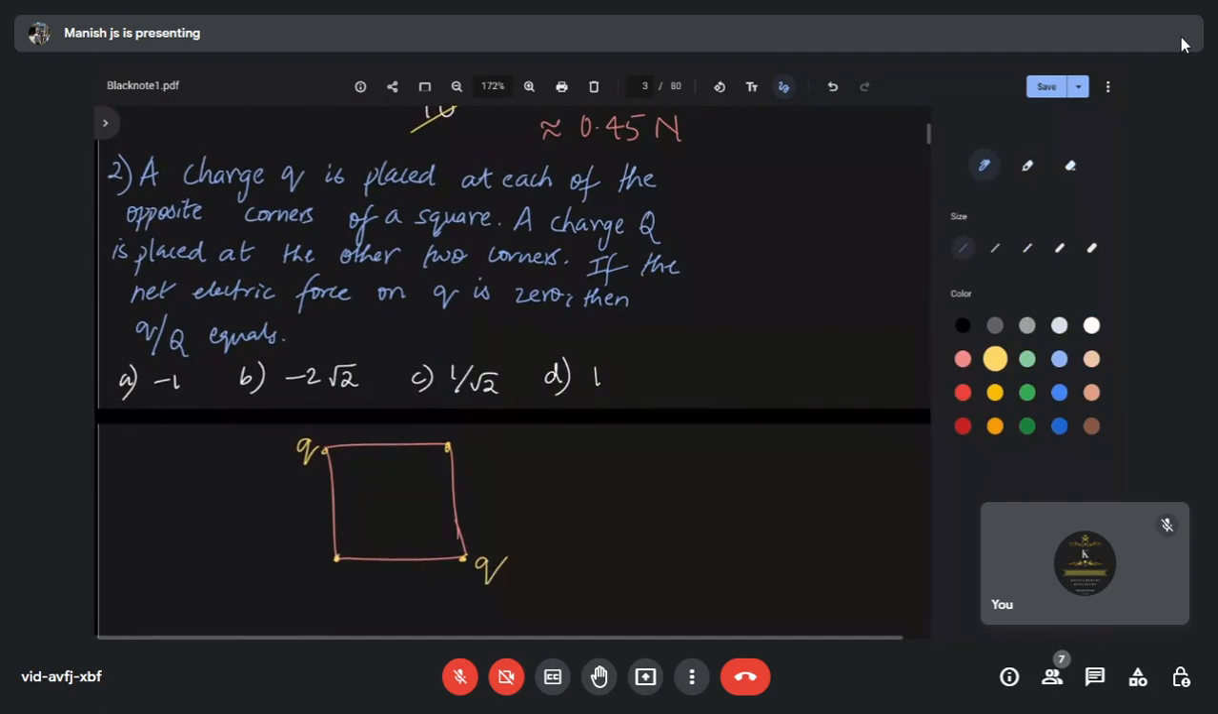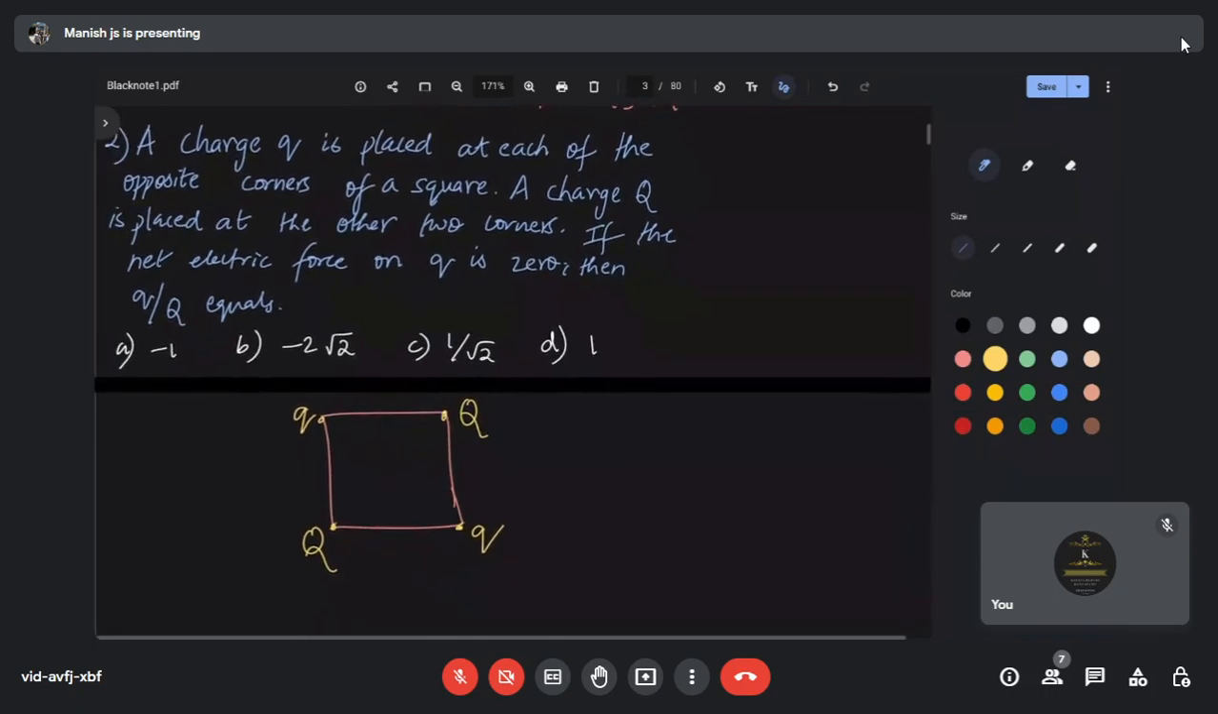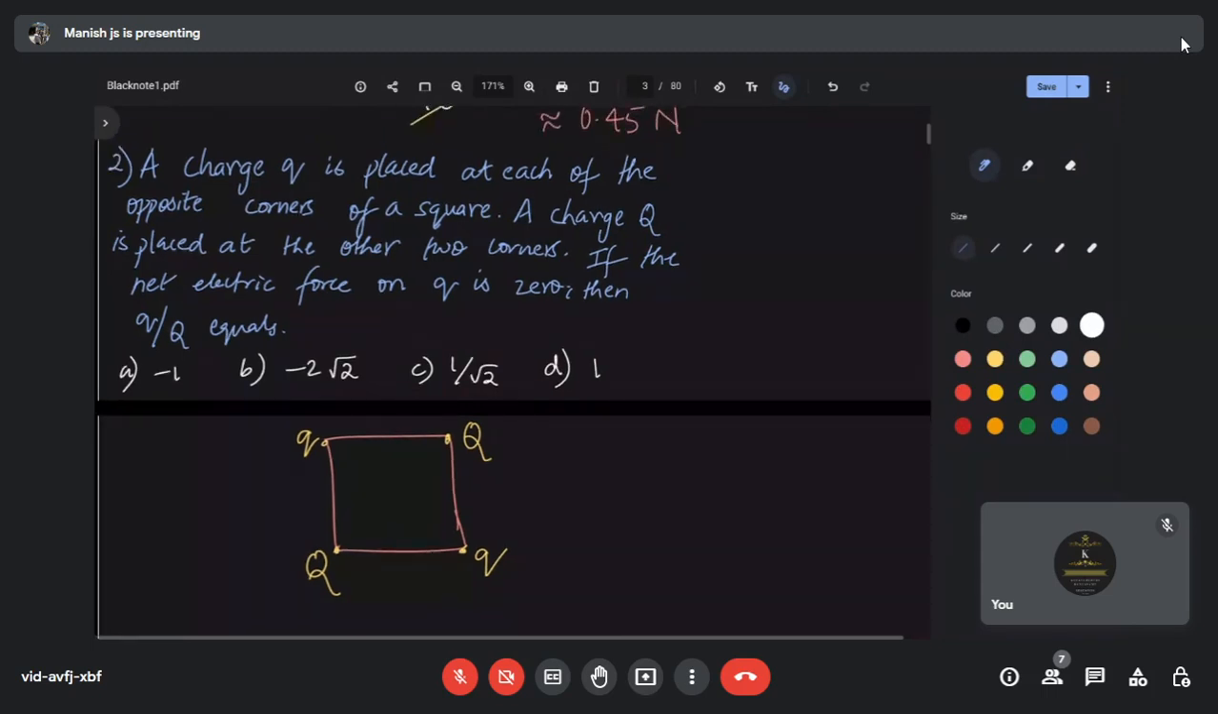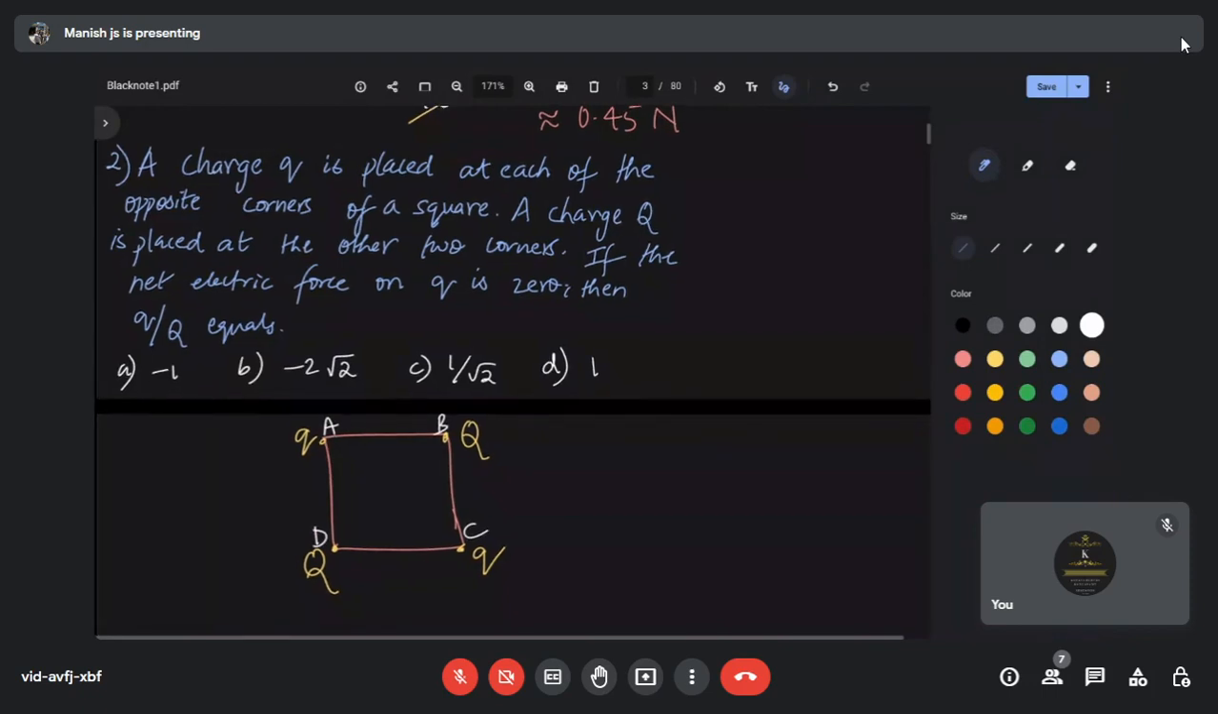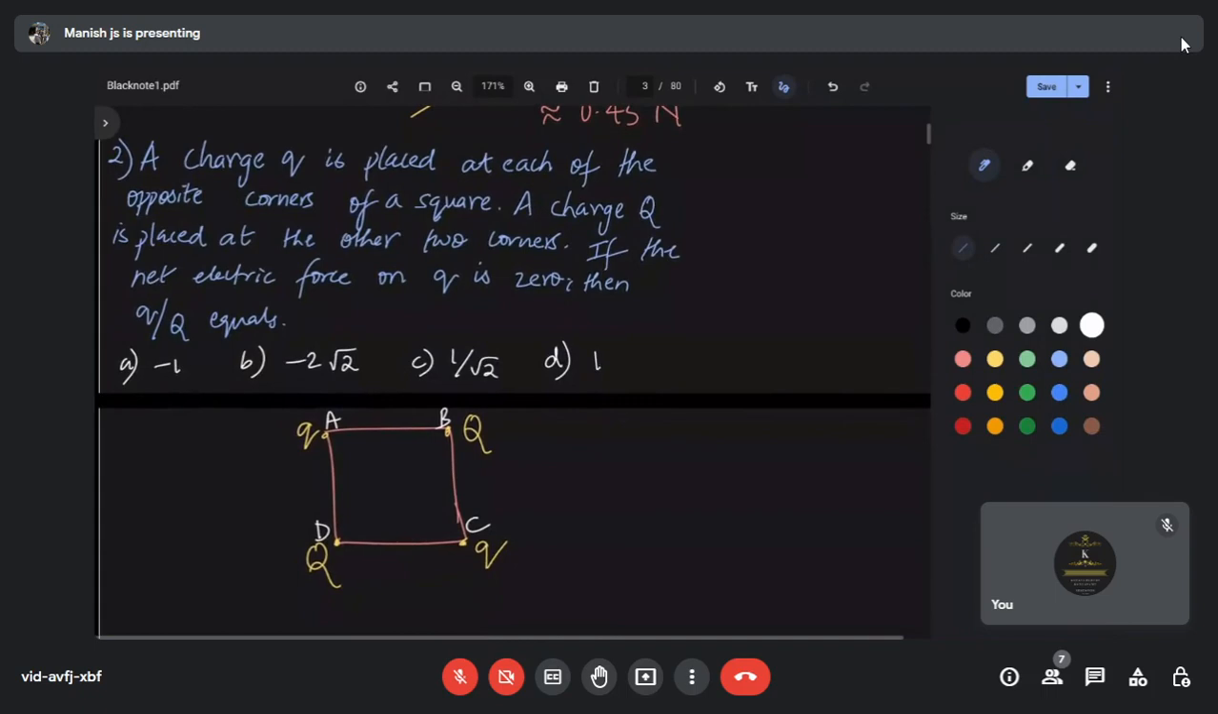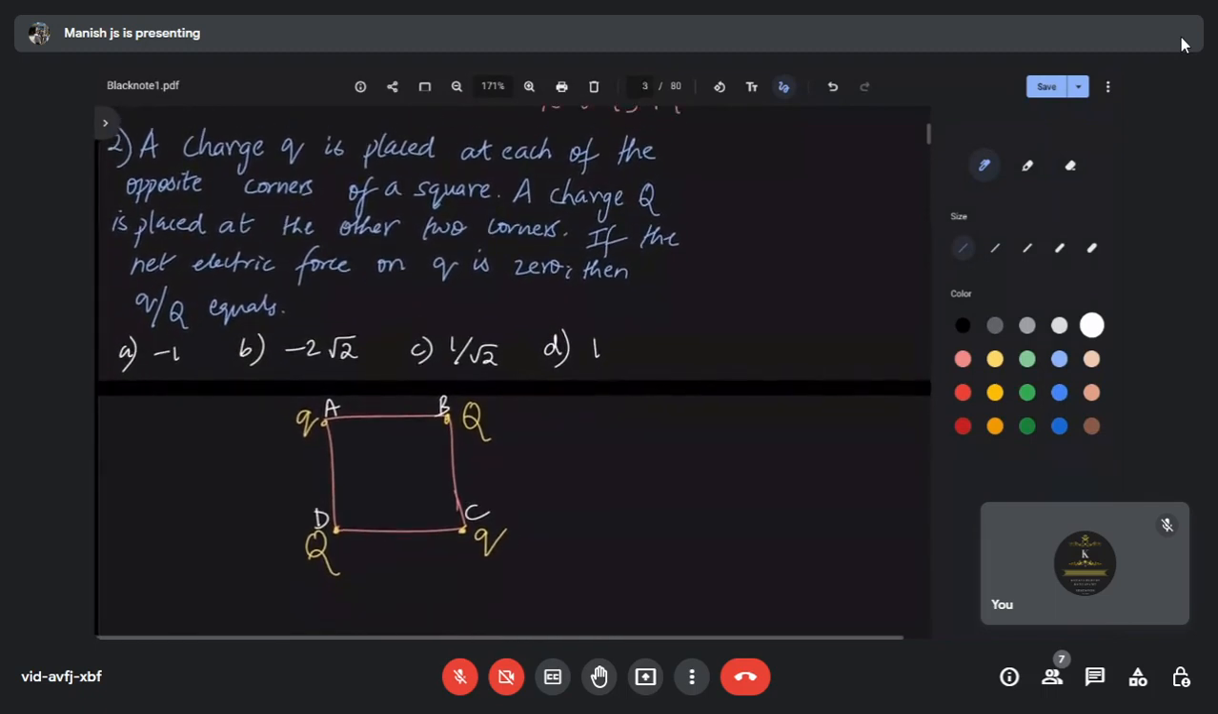Then capital Q, you are placing at the other two corners. Here we are placing capital Q. So if the net electric force on small q is 0, we can take any one point, because it is a symmetric figure, you can choose any one charge. I will name them A, B, C and D for the square, and we place the charges as per the question. This is what you should do first.